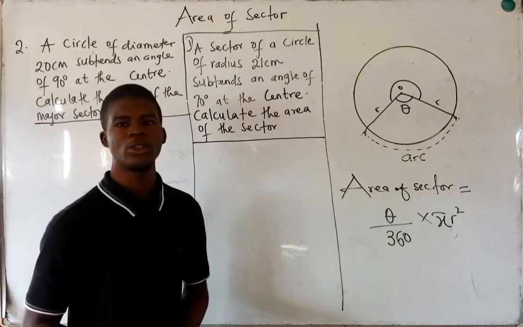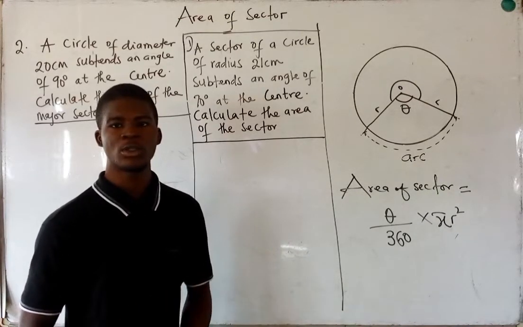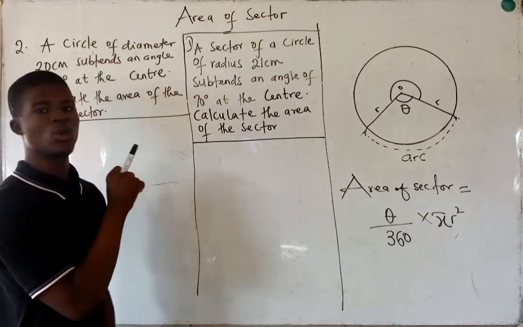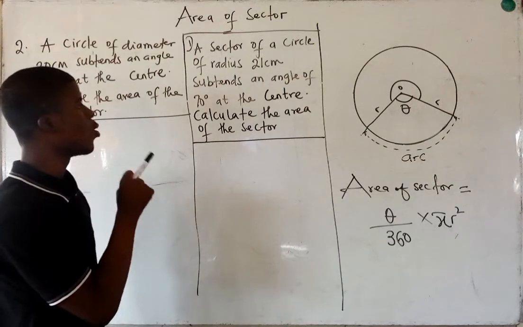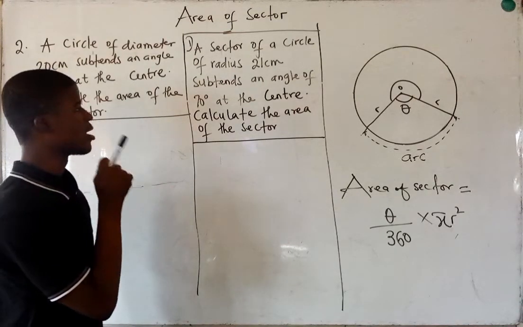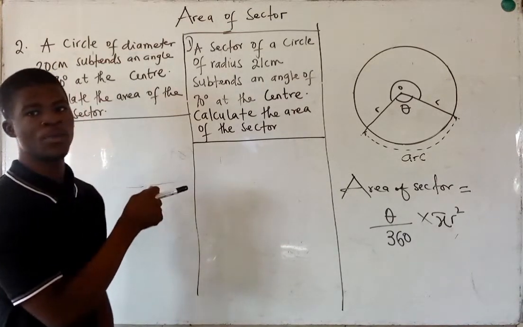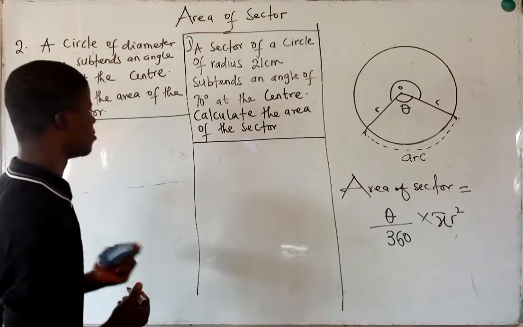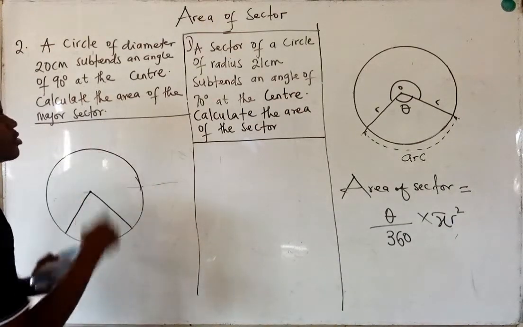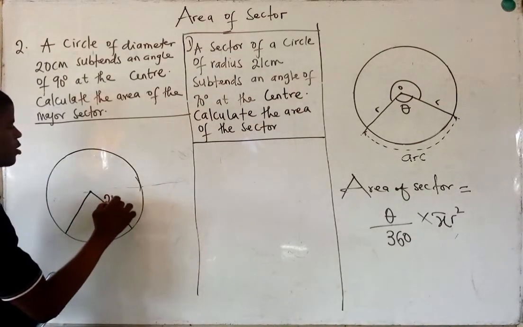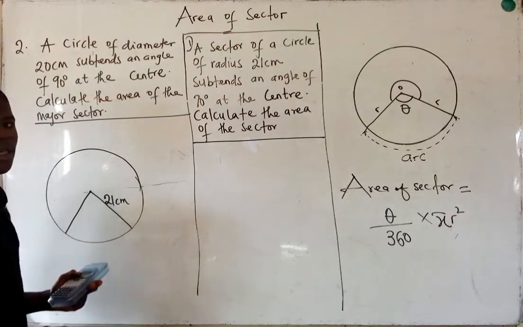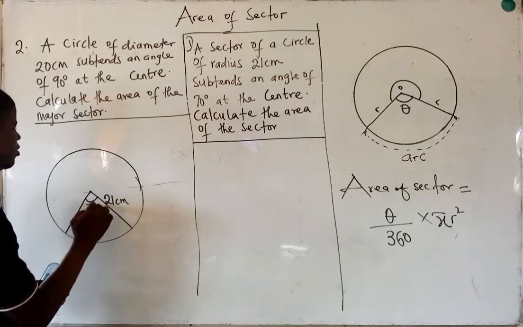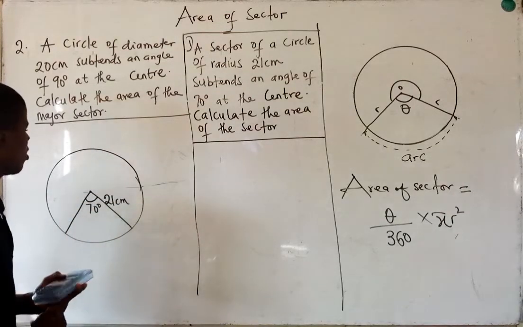So with this, we are going to solve some questions to buttress our points. Now we have our questions on the board to solve, the two questions that we have on the board. The first question says, a sector of a circle of radius 21 centimeter subtends an angle of 70 degrees at the center. Calculate the area of the sector. So now drawing the sector, I have something like this. The radius is 21 centimeter, and the angle subtended at the center is 70 degrees. We are asked to find the area of this sector.